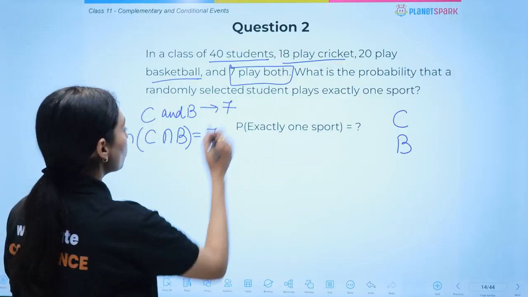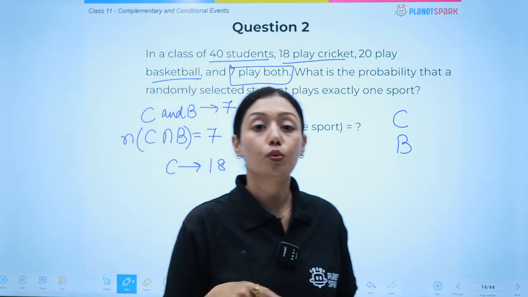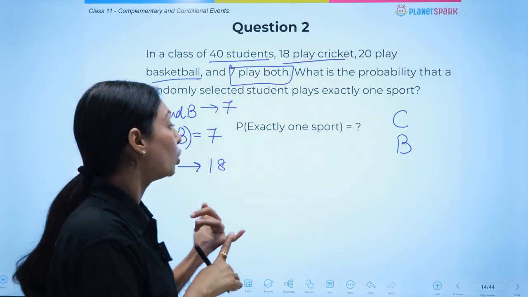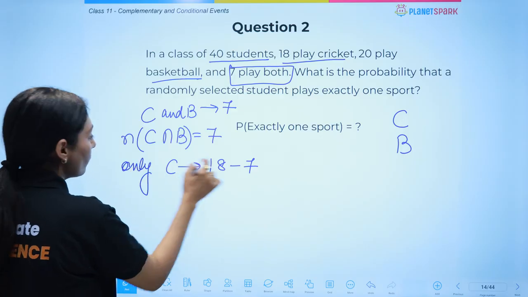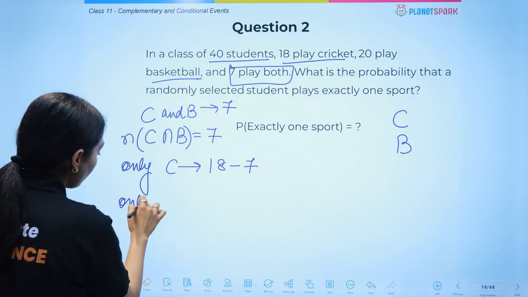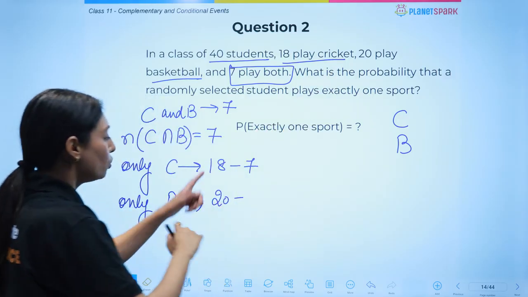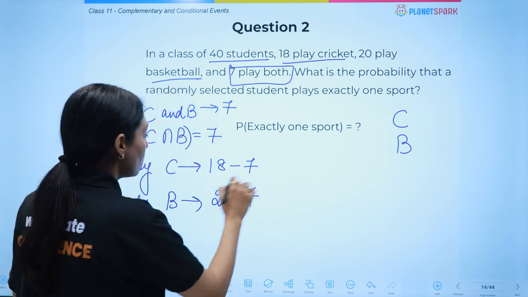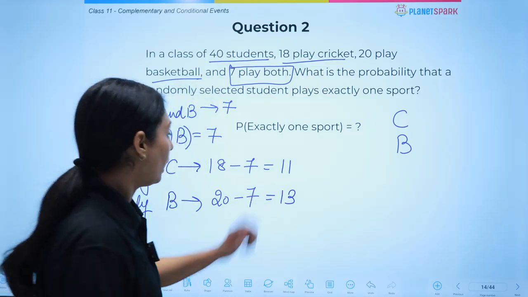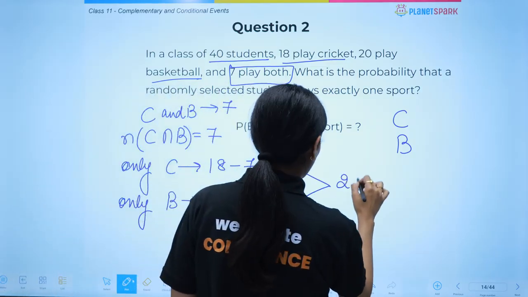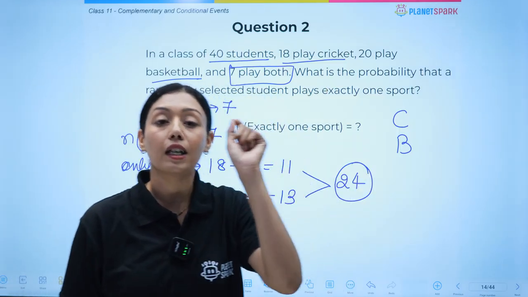So let's find that. We know 18 play cricket. Now these also include those who play cricket as well as basketball, both. So we can just subtract that. So only cricket will be 18 minus 7. Similarly, those who play only basketball will be the number of students who play basketball minus those who play both the games, that is 7 again. So what have we got here? 11 and 13. Now add them up: 24. So 24 students play exactly one sport.